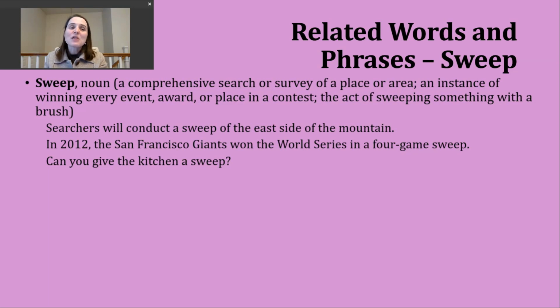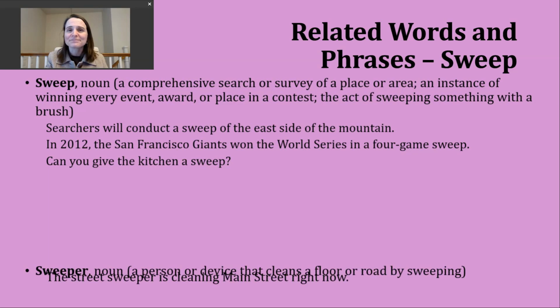Finally, another way to use the noun sweep is to refer to that act of sweeping something with a brush or a broom. An example of this: can you give the kitchen a sweep? Right? So just another way to ask someone to use a broom to clean up the dirt or mess that's been left on the floor.